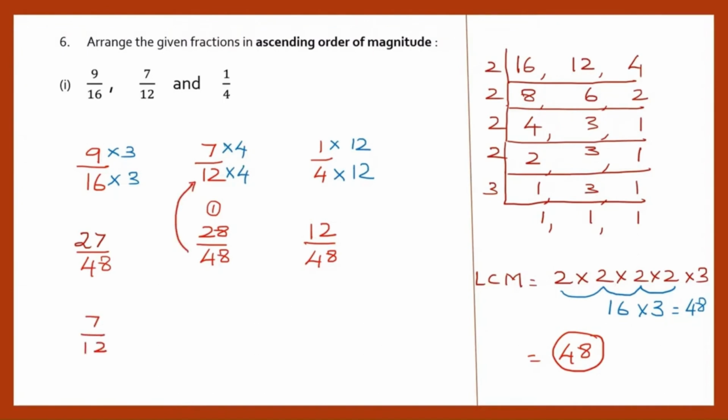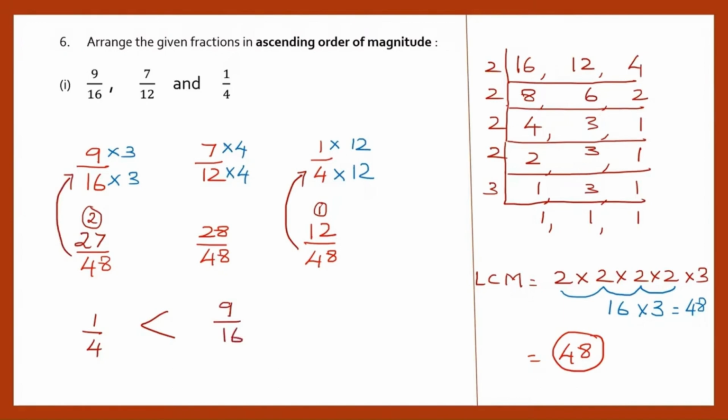7 by 12 is the greatest fraction, but this time we have to arrange it in ascending order. So we look for the smallest one here. So the smallest is 12. Smallest is 12, so this comes first. This is the ascending order. We look for the smallest. So 1 by 4 is smaller than, now 27 and 28, which is a smaller one? 27. So 9 by 16. And then the last one, which is 7 by 12.